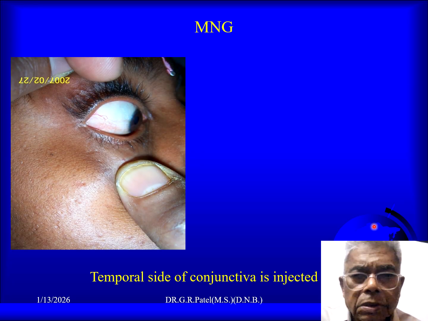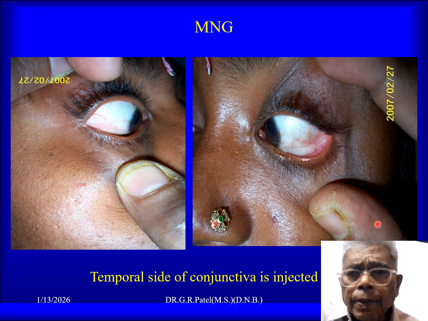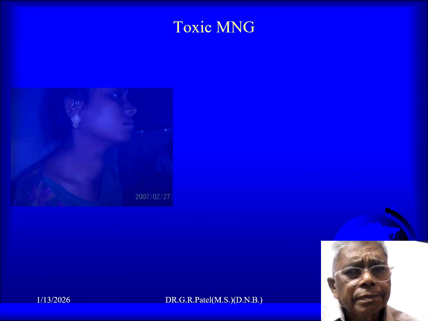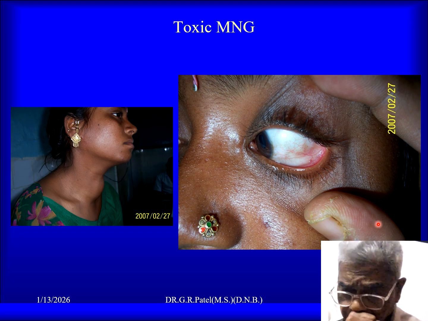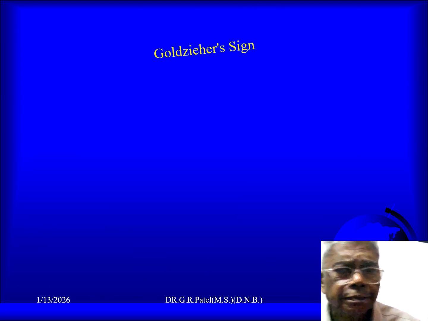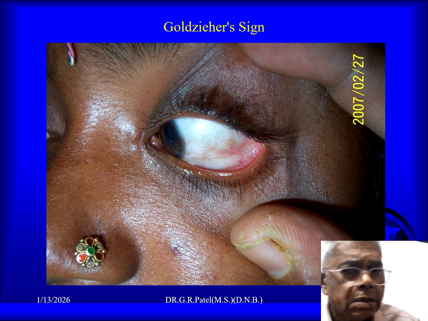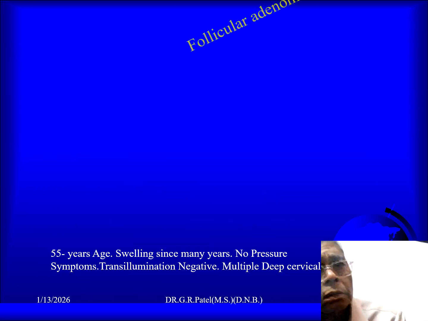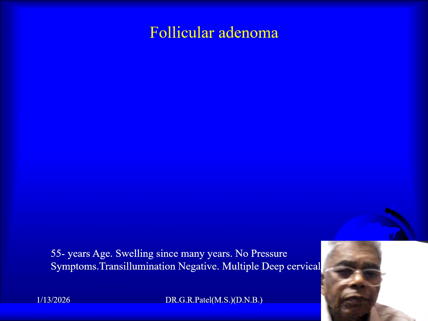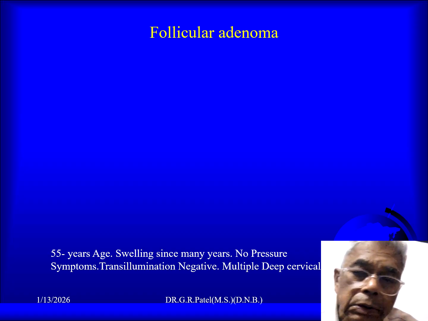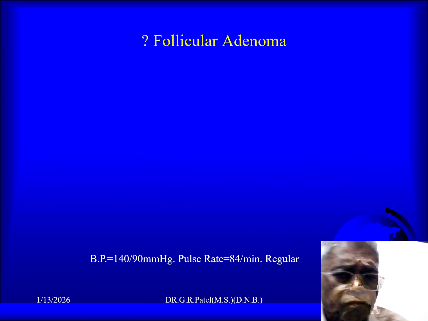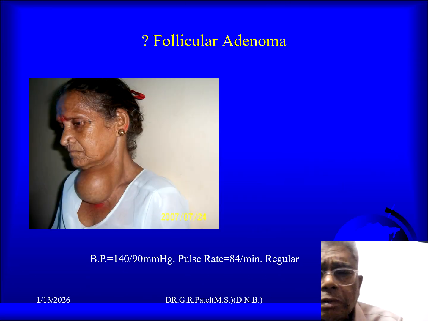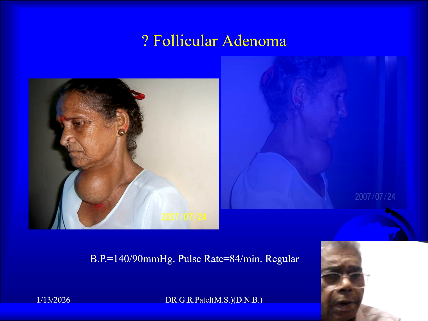Temporal side of the conjunctiva is injected, that is Gould's sign. Toxic multinodular goiter, Gould's sign, temporal injection. Follicular adenoma, 55 years age, swelling since many years, no pressure symptoms, trans-illumination negative, multiple deep cervical lymph nodes palpable. Pulse rate 84 per minute, query follicular adenoma.